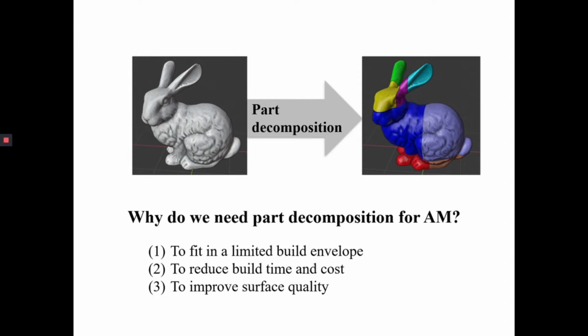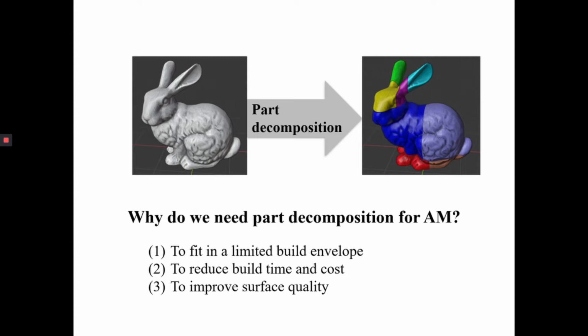Second, to reduce build time and cost. By decomposing a part, we can avoid support structure and reduce build height. That could cause more time and cost. Lastly, to improve surface quality. By decomposing and changing build orientations, we can reduce the stair-stepping effect, which is one of the main reasons causing poor surface quality in AM.